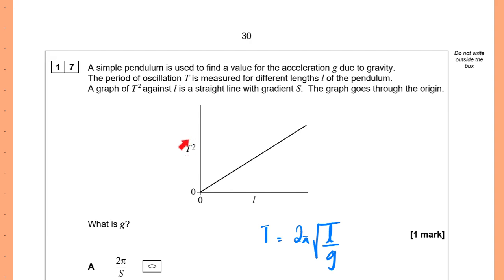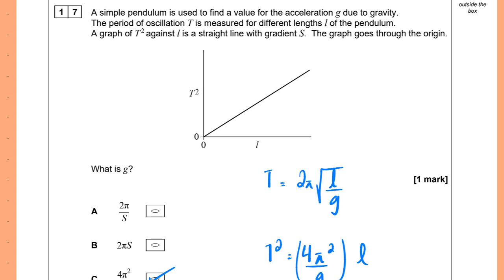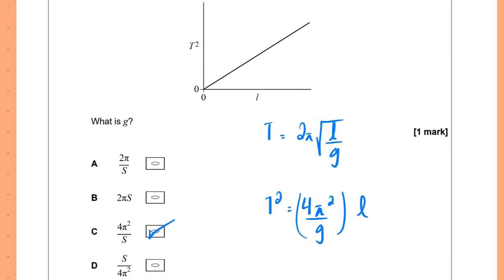Because I see there's T squared plotted here, L plotted here, I must square both sides. So this becomes T squared equals 4 pi squared over g times L. So this entire thing is your gradient, which is called S. So if S equals 4 pi squared over g, then g equals 4 pi squared over S.